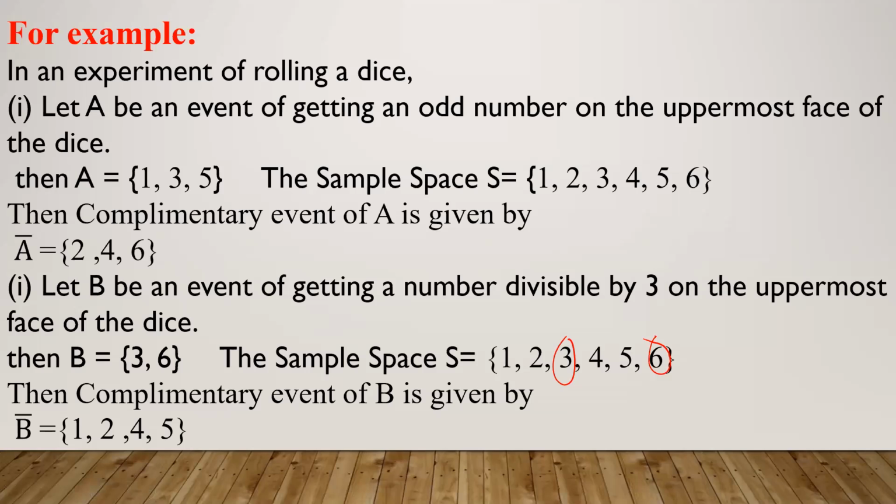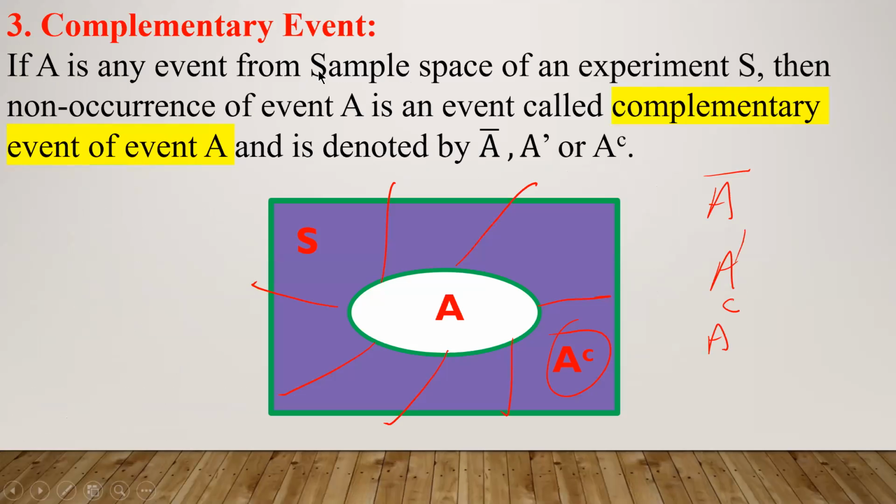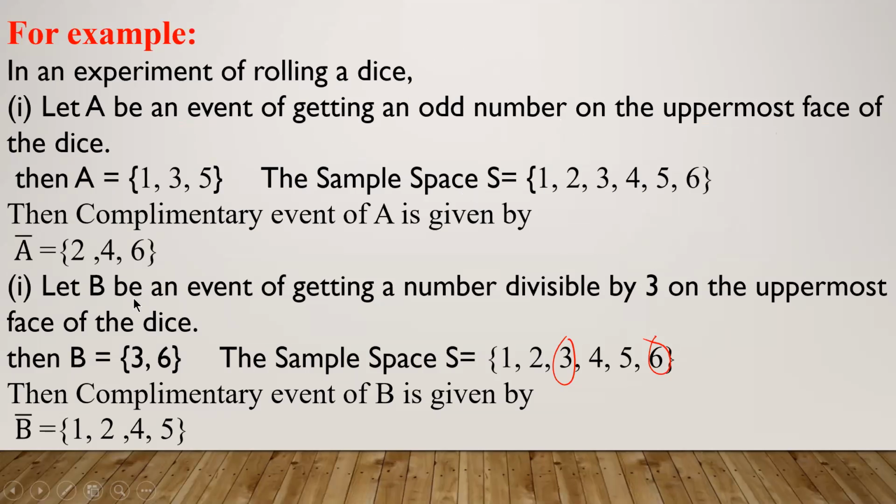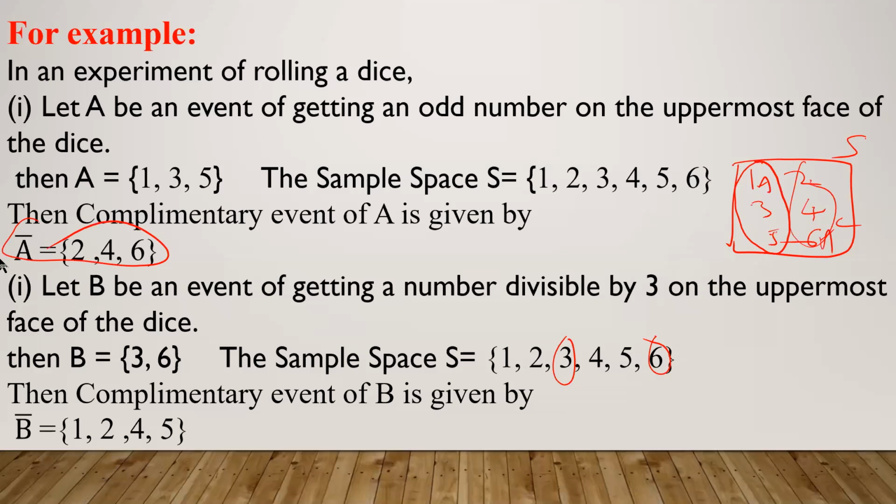So complement means, if A is any event in the sample space, then non-occurrence of event A is an event which is called the complementary event of A, and it is denoted by A bar or A complement. I have tried to explain with the help of an example here. Suppose this is my sample space S: 1, 2, 3, 4, 5 and 6. And my event A contains 1, 3 and 5. This is the oval. So what is outside A? What is not in A is 2, 4 and 6. So these 2, 4 and 6 will form my A complement. Look here, A complement is 2, 4, 6.